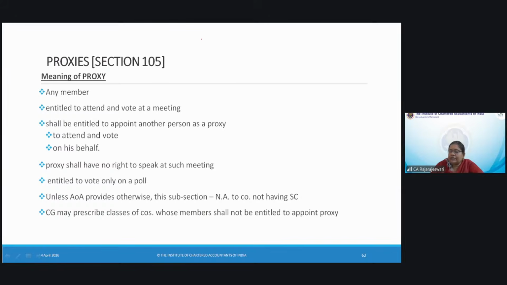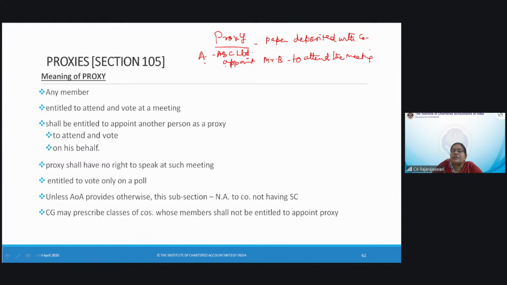Proxy. So what is a proxy? It denotes both the paper which has to be deposited with the company, and a member who could not attend the meeting personally. A is a member of the company ABC Limited. A could not attend the meeting personally. Then, instead of Mr. A, he can appoint Mr. B to attend the meeting. Then, Mr. B is the proxy of Mr. A, who is a member.